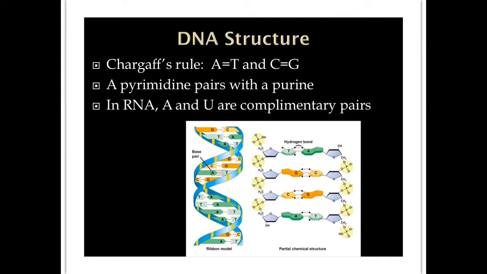Also, because my purines with the double ring structure are A and G, and my pyrimidines with the single ring structure are T and C, you can see that a pyrimidine always pairs with a purine. If I had 2 purines put together, since they're the double ring structure, then those parts of the DNA ladder would be wider than when I would have 2 pyrimidines put together. Now, remember that RNA has uracil instead of thymine. So in RNA, A and U are the complementary base pairs that match up.